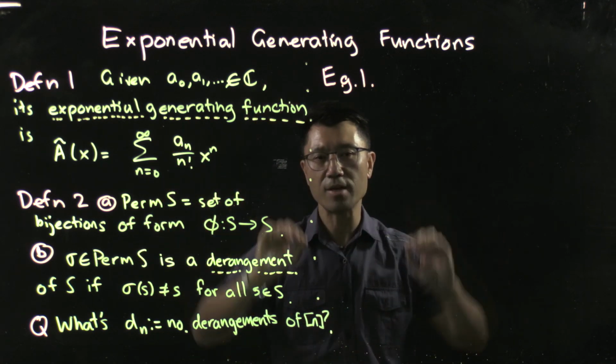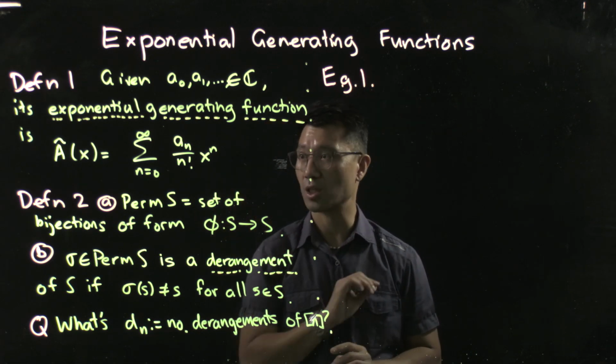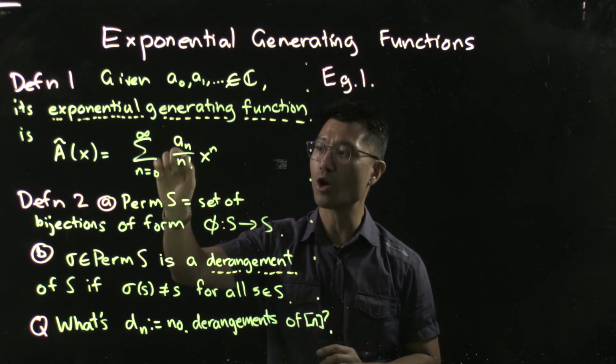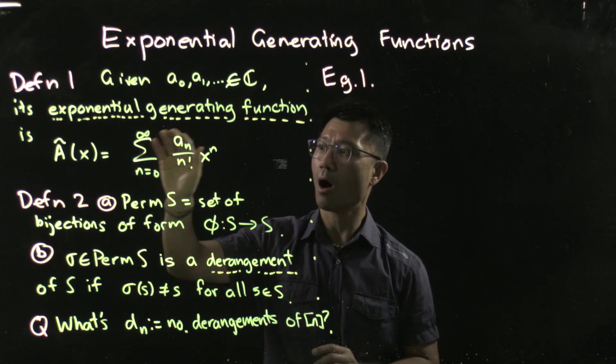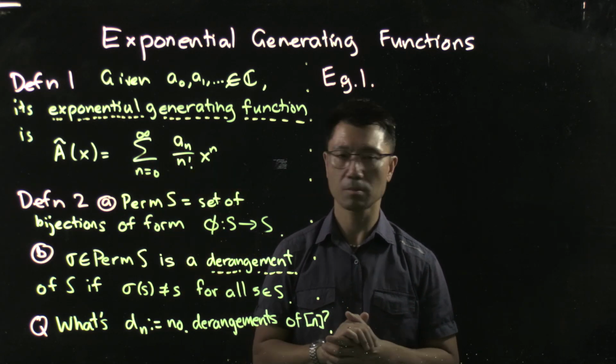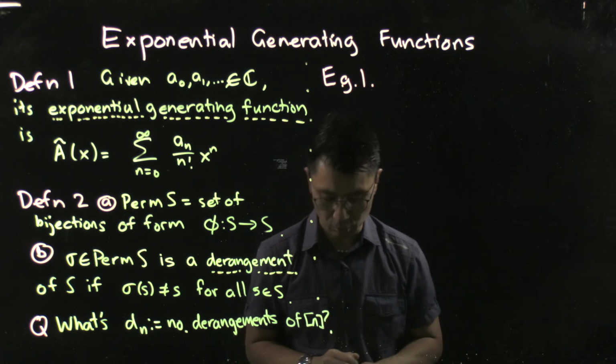So this is very, very similar to the usual generating function. In the usual generating function, you don't have the n factorial term in the denominator here. You just have the sum of a_n x^n. Let's have a look at some simple examples.